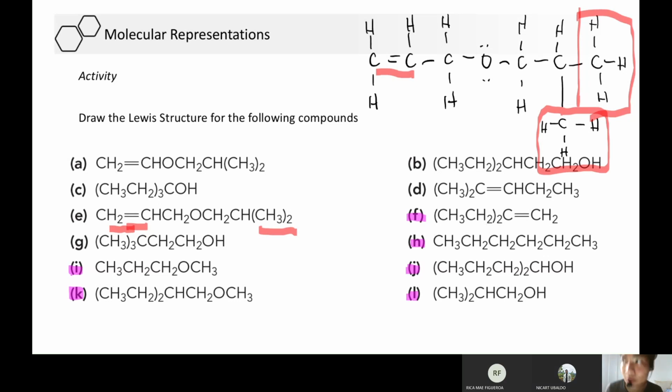So yan. Ganun lang yung pag-draw ng condensed formula to Lewis structures. So yan, ang tip ko na may ibibigay sa inyo is the idea na the hydrogens at the right side of the carbon, connected sila sa carbon na yan. So that means itong hydrogen na to, hindi siya connected sa oxygen, connected siya sa carbon. Yung hydrogen na to connected sa carbon, ito din connected sa carbon, connected din sa carbon. So that's the idea. Okay, so yun lang naman yung first part ng ating discussion.